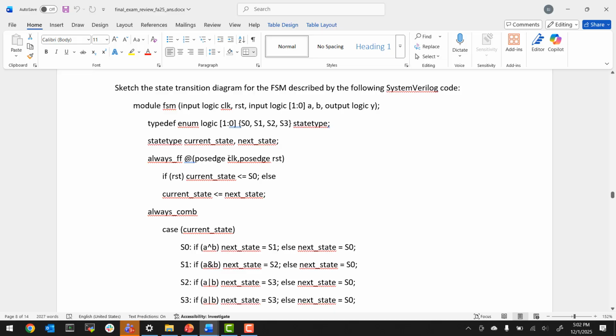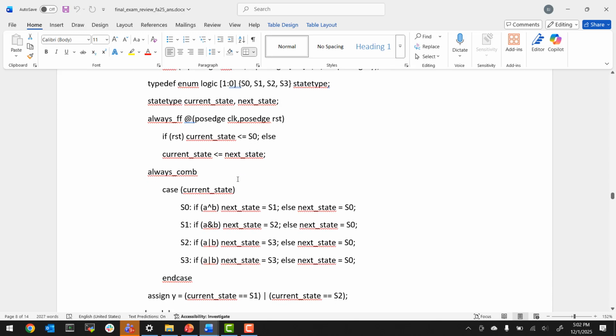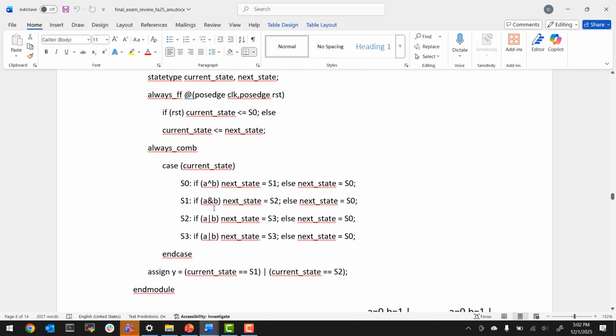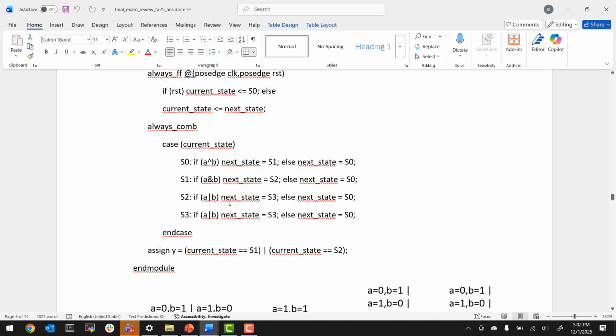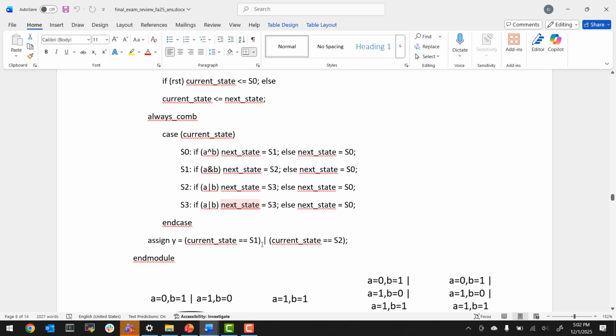Notice I've got the typedef enum for the state type. This is the clocked logic that just takes care of putting next state in current state and resetting. And then this always_comb is the next state logic, which comes straight from your next state logic that we figured out earlier. And then this assign is the output logic, which again is just the AND gate.